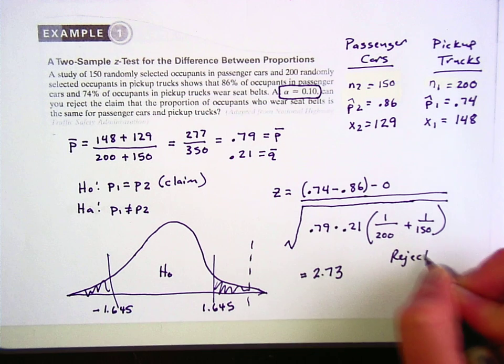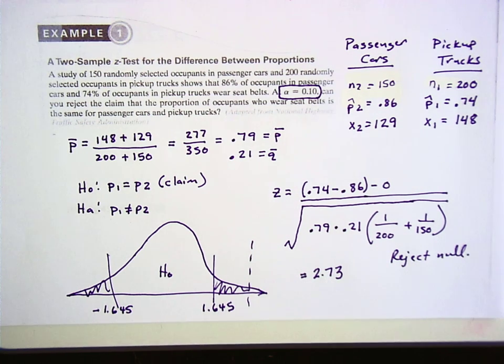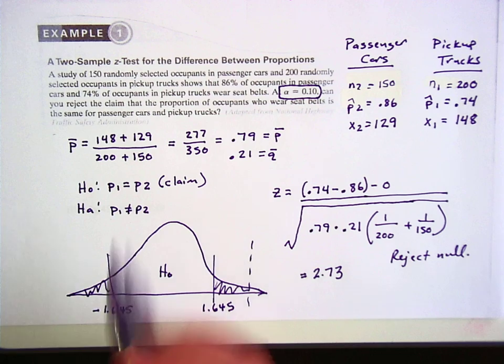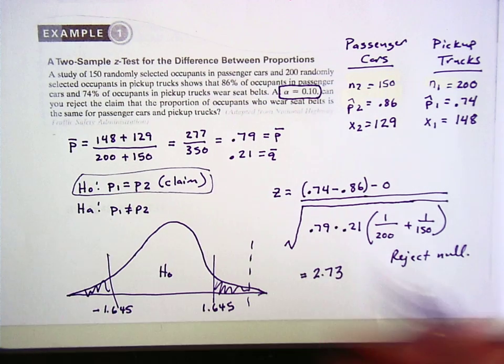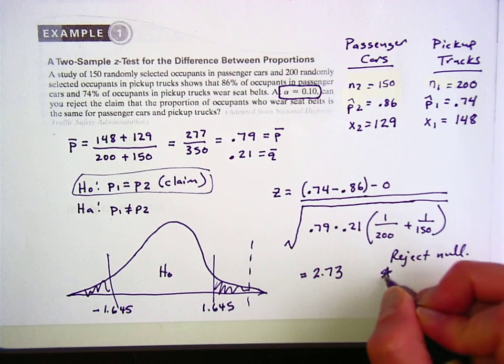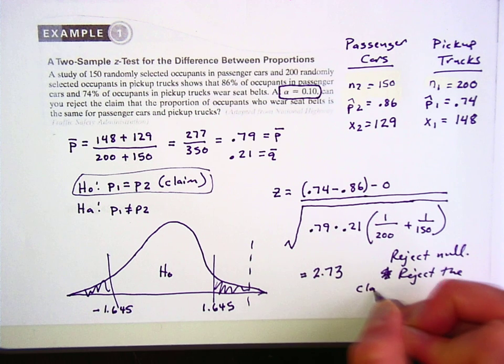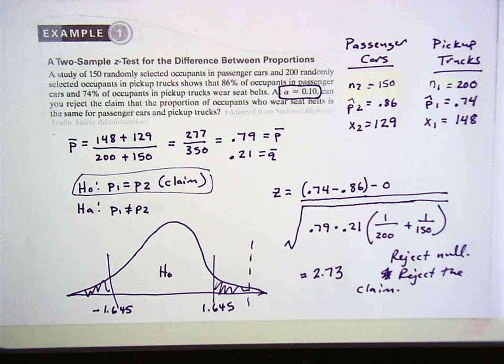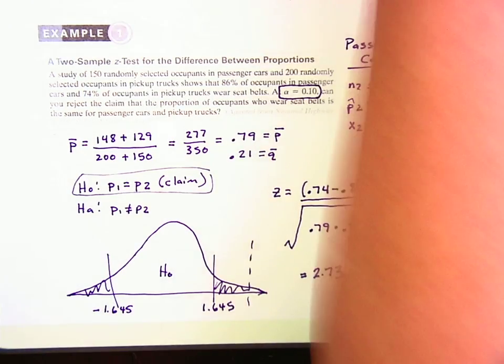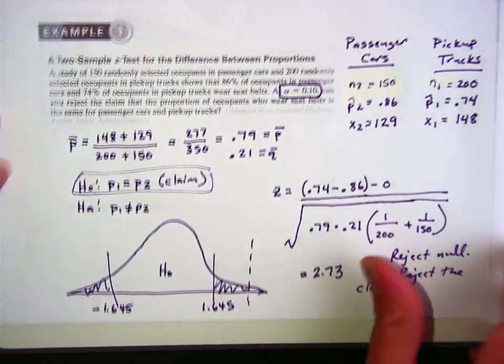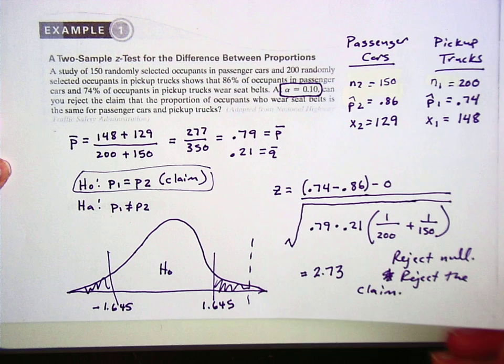Remember, the first thing you think about is the null. I'm going to reject the null. And because the null is the claim this time, I'm going to reject the claim. I ran out of room, so I'm not going to write out the sentence, but the claim was that the seatbelt wearers are the same in passenger cars and pickup trucks, and clearly that's not the case. So, interesting. Apparently people in pickup trucks are not fans of wearing safety belts as much as if you're just in a car.